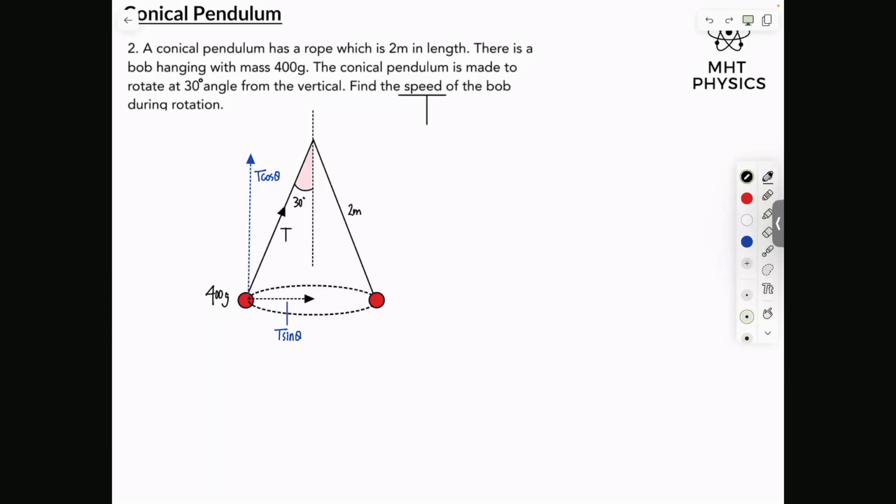Yeah, that's an important question. In your exam in Cambridge, when they say speed, they only mean tangential. And if it's angular speed, they'll say angular.